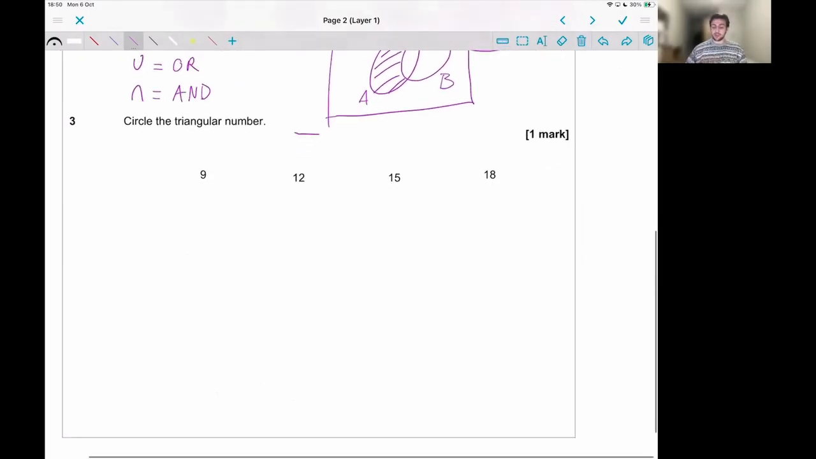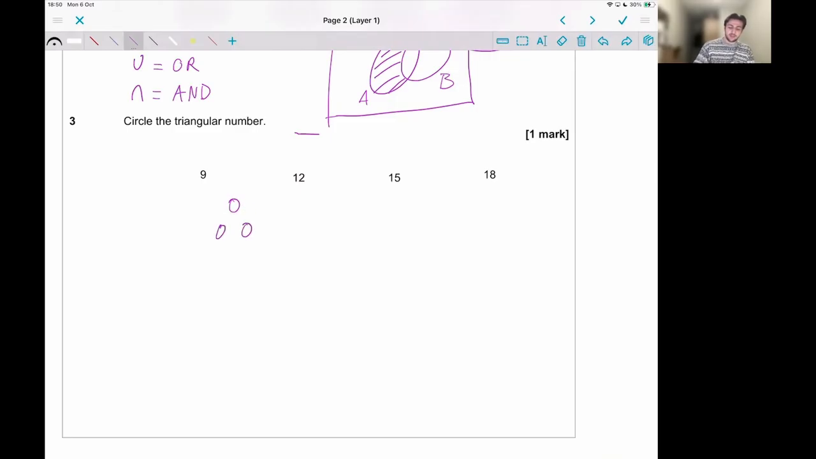Okay, question 3. We're being asked to circle the triangular number. What is a triangular number? Triangular numbers are numbers you can draw as triangles. So I'll show you the first couple. 1, well, that's maybe not super obvious as a triangle, but it's a little triangle like that.